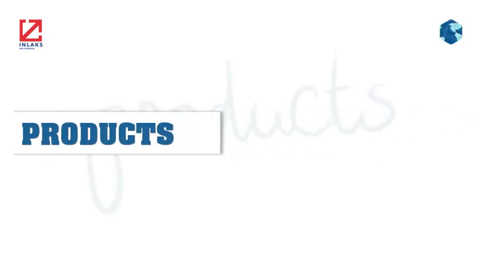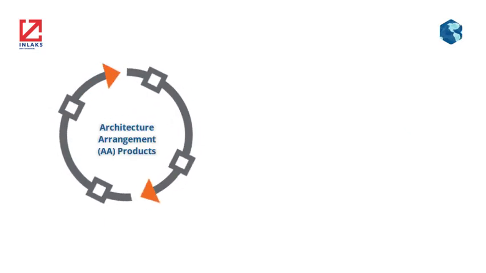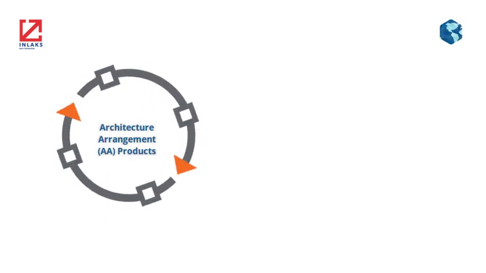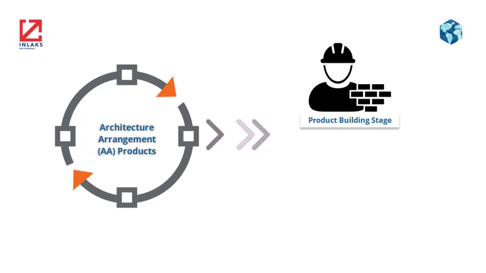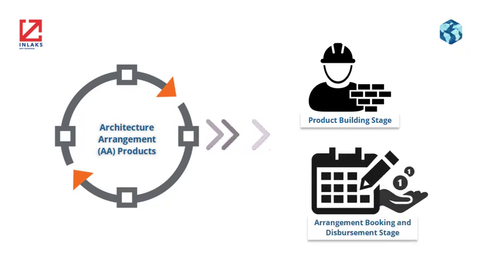AA Products. This is the process involved in creating and disbursing Arrangement Architecture products, which are categorized into A. Product building stage, and B. Arrangement booking and disbursement stage.